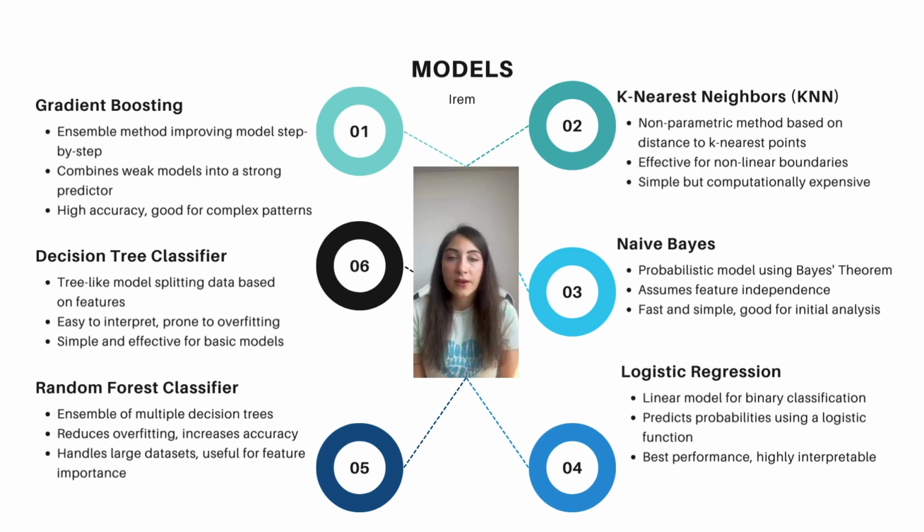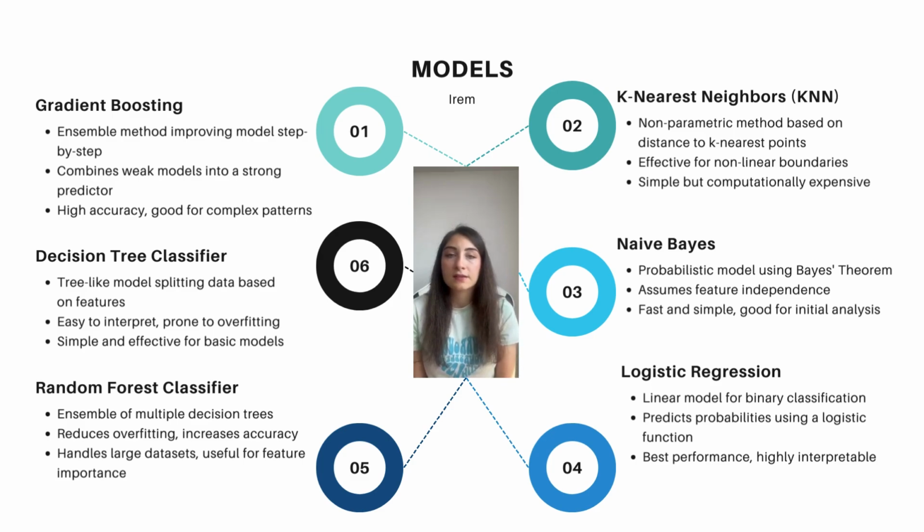Random forest classifier. Random forest combines many decision trees to improve accuracy and reduce errors. It's particularly good at handling large datasets and showing which features are important. This model is reliable and accurate, so it's a strong choice.